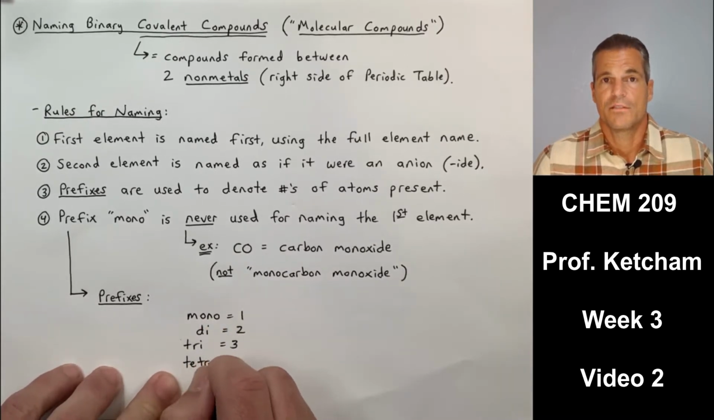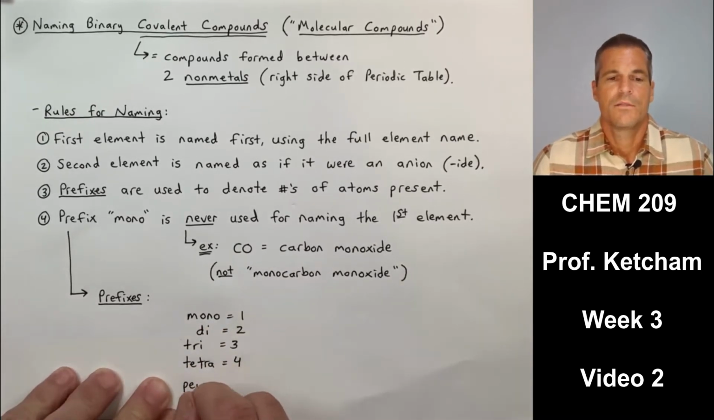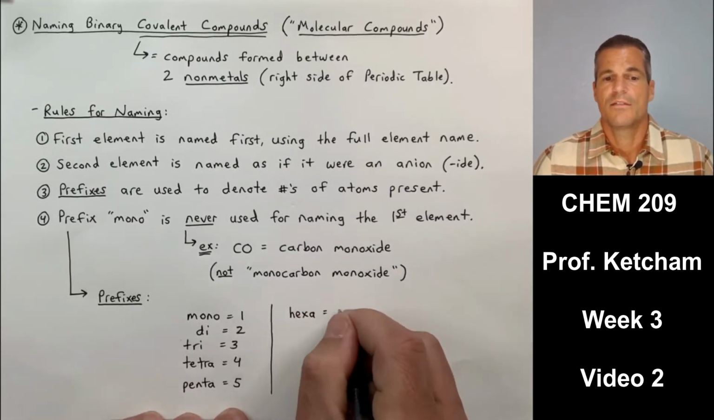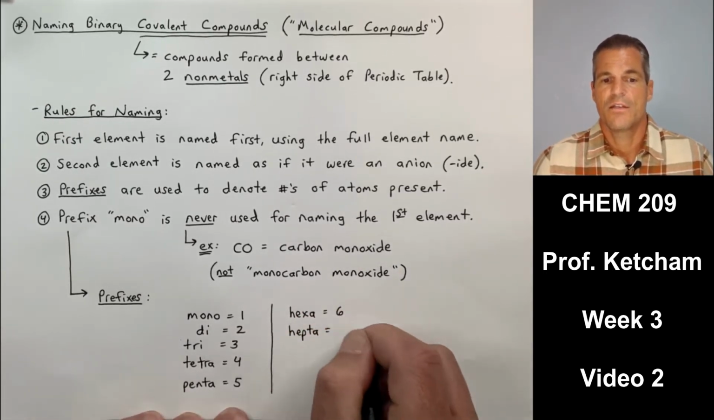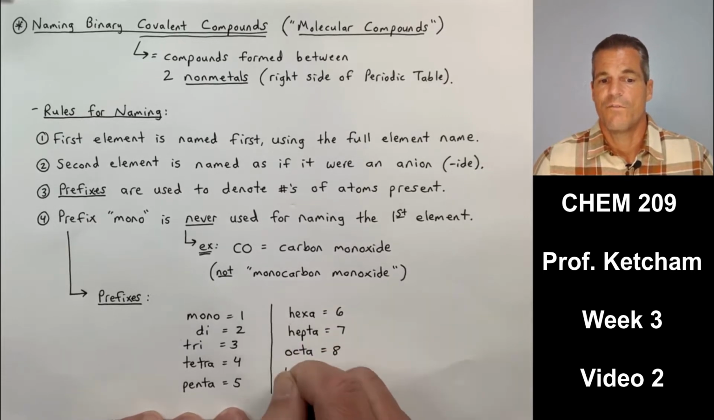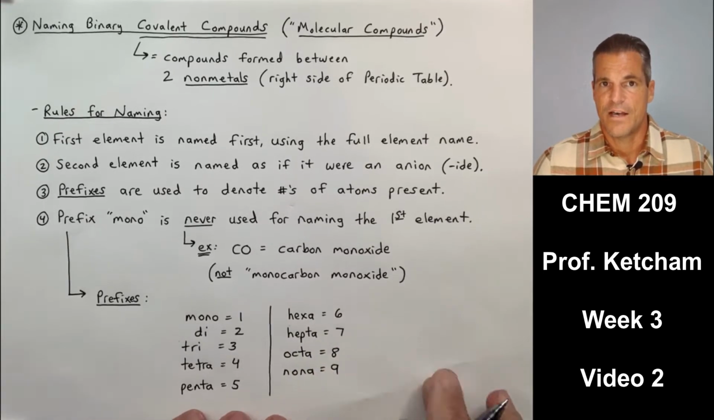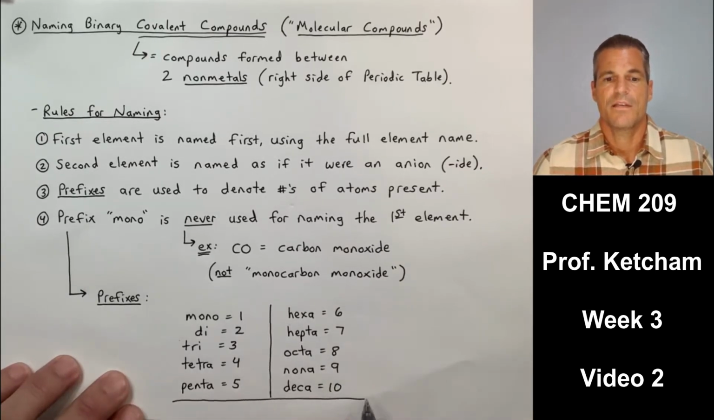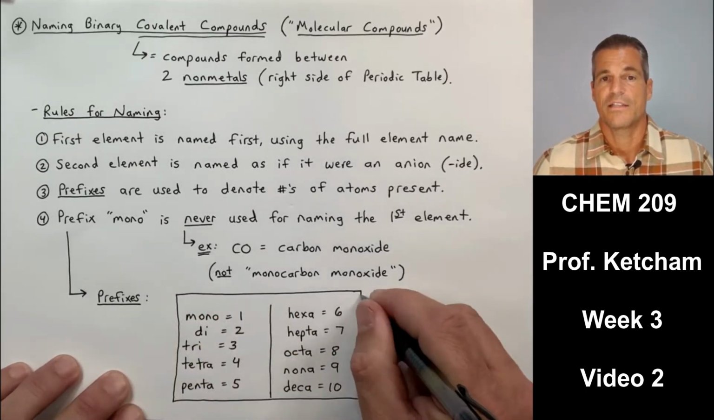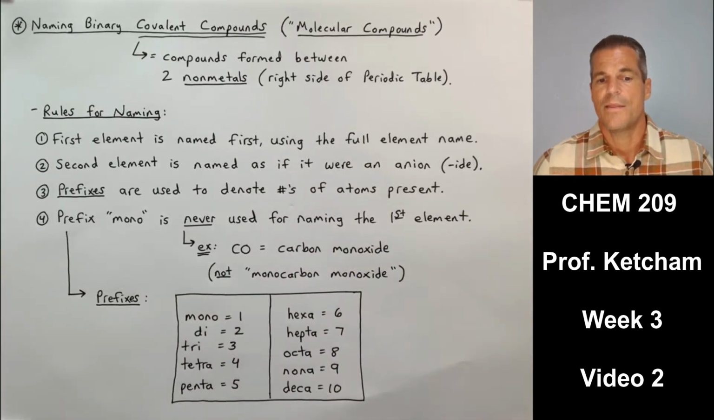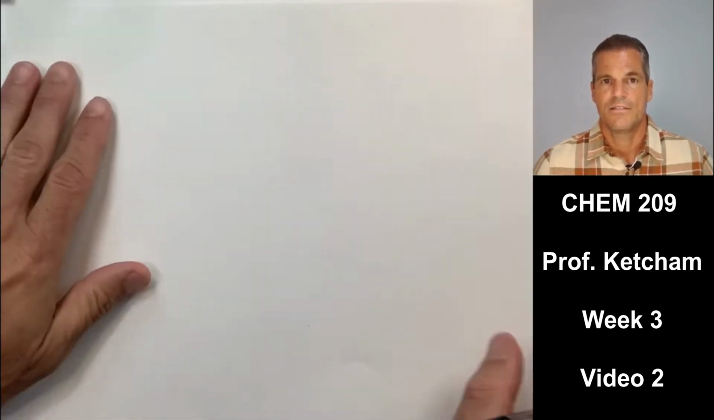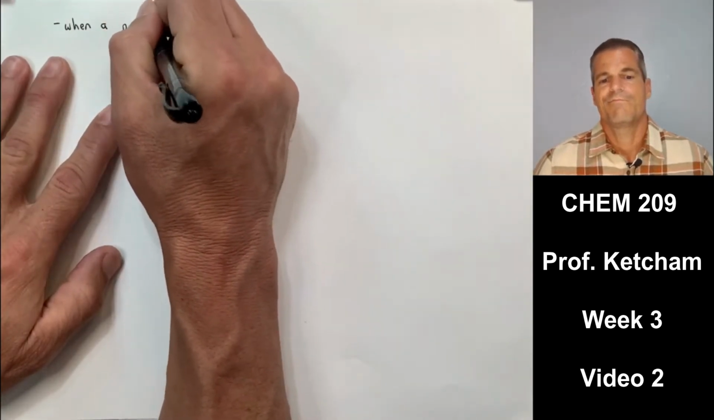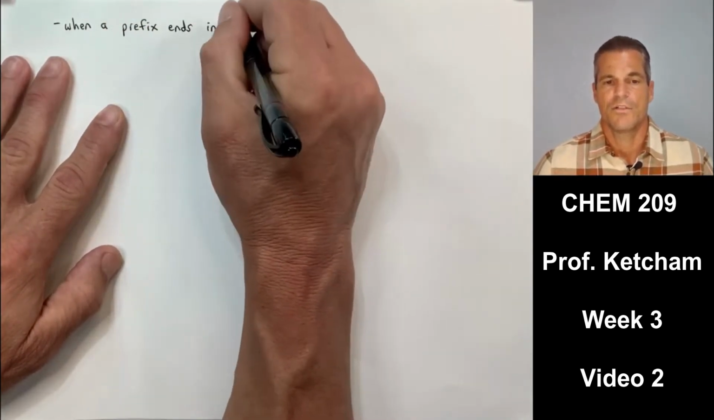So, prefixes. All right, what are they? We'll do 1 through 10. Mono, 1. Di, 2. Tri, 3. Tetra, 4. Penta, 5, like the pentagon. Hexa, 6. Hepta, 7. Octa, like an octagon, 8. Nona is 9. And deca is 10. All right, so those are the 10 prefixes you should know.